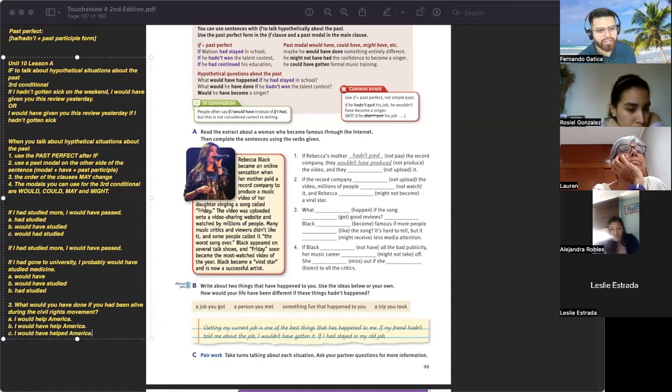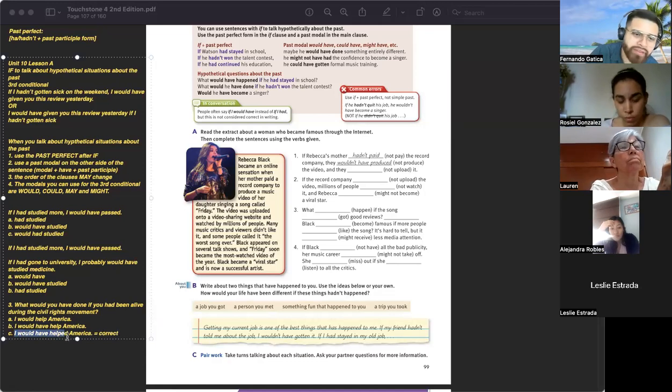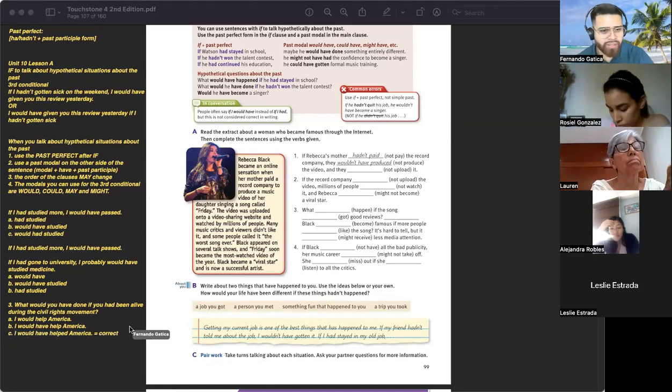What is the correct answer? Maybe C. Not maybe, it is letter C. I would have helped America. Remember, in your responses, you would also use the past modal. I would have, and then the verb in the past participle. I would have helped America.